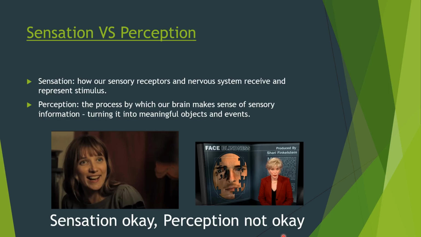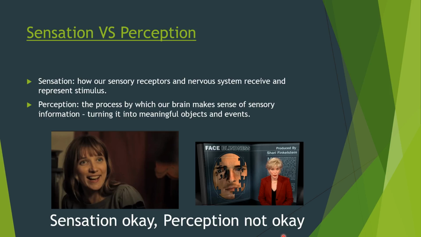Sensation is how our sensory receptors and nervous systems receive and represent stimuli, so kind of the biological aspect of receiving information. And then we also have perception, the process by which our brain makes sense of that information, turning it into meaningful objects and events. So how does our mind use that information to give us our sense of understanding for the world, and how sometimes we can sense things without really perceiving them accurately, and how sometimes our perceptions can lead us astray.